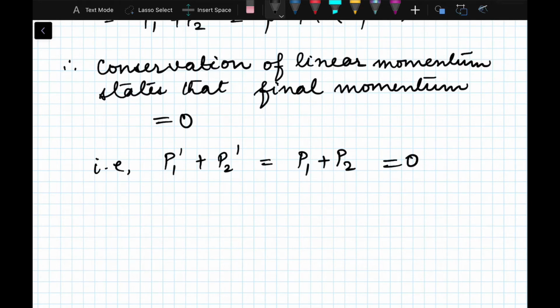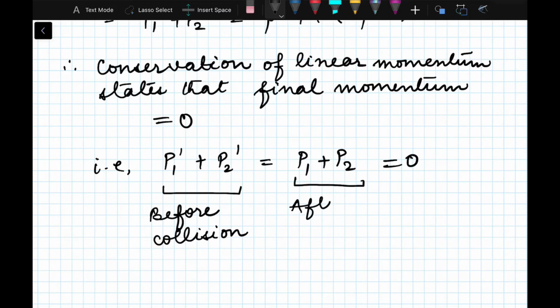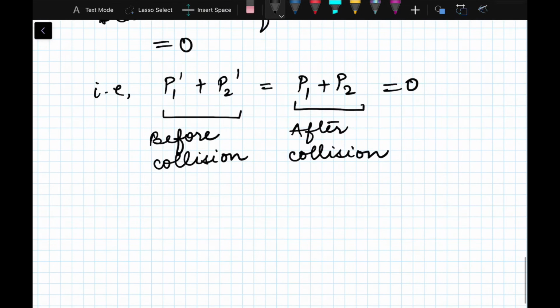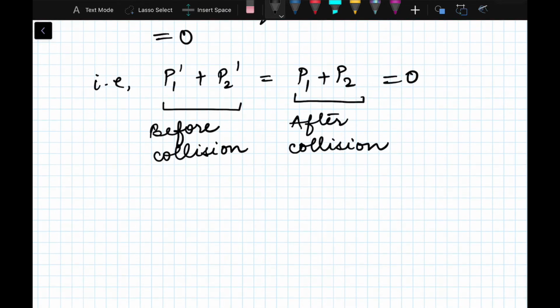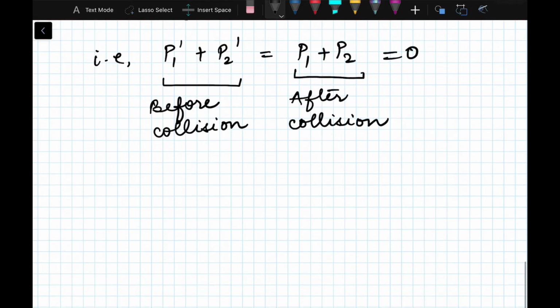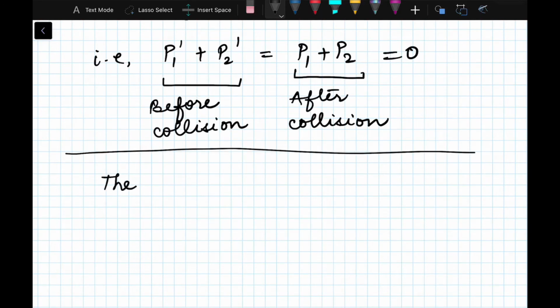Now let us denote the primed values. These values are the values before collision, and the unprimed values are the values after collision. So this is just a notation that we are using. Now after we have dealt with momentum and velocities, the next parameter that we want to deal with is the kinetic energies. So now we deal with the kinetic energies.